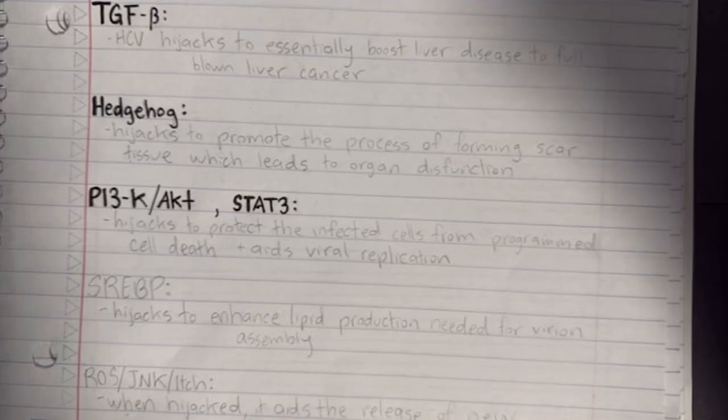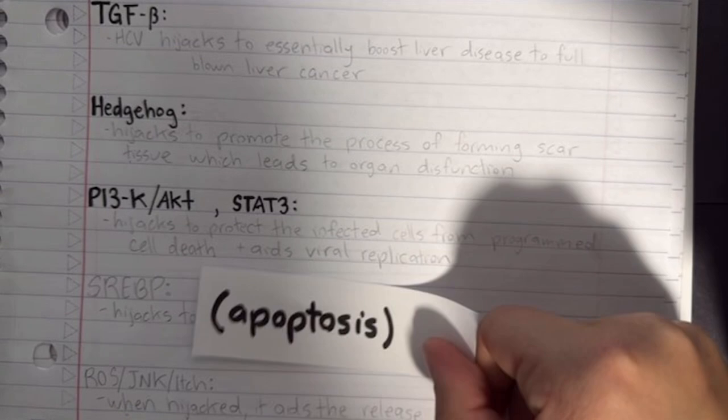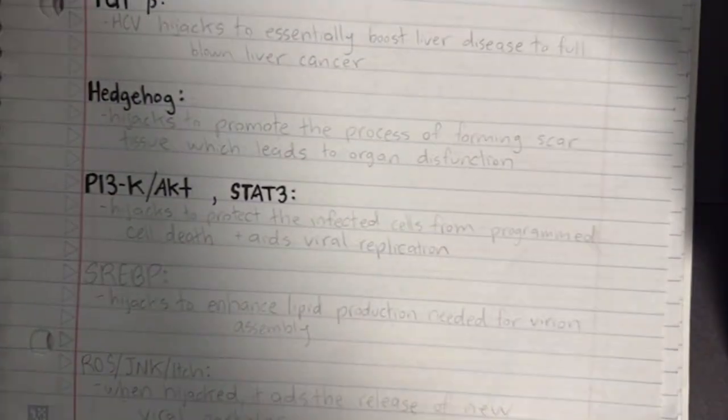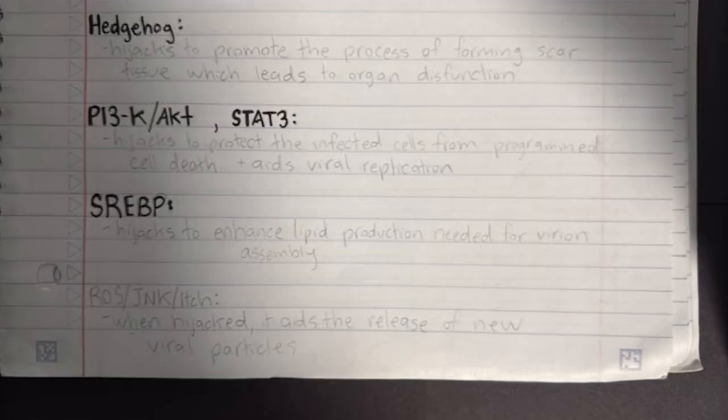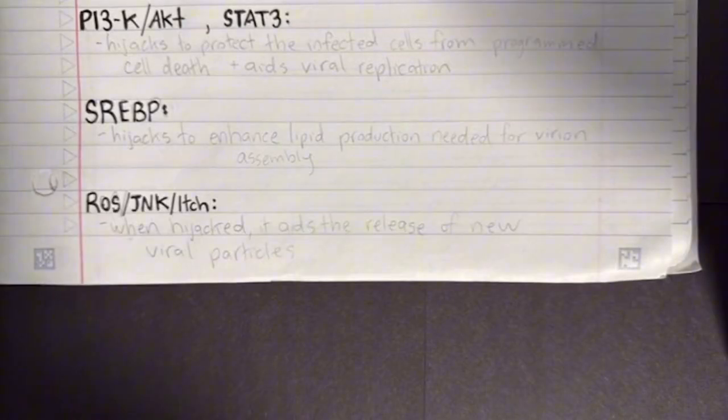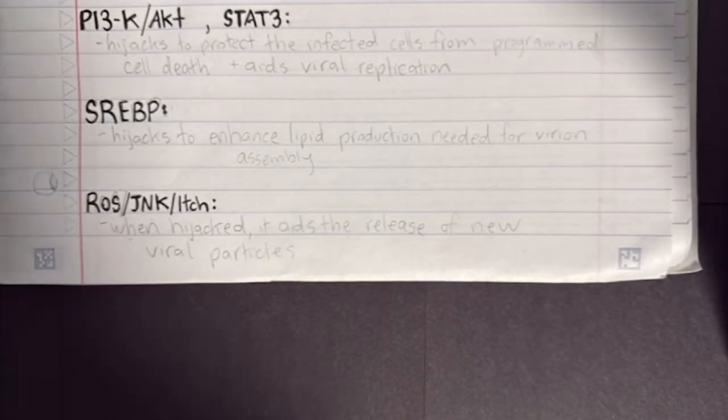I'm not going to try to say the name of these pathways, but HCV hijacks them to protect the infected cells from programmed cell death and to aid viral replication. The SREBP pathways are used to enhance lipid production necessary for virion assembly. The ROS-JNK and ITCH pathways aid in the release of new viral particles. Now I know that was not very straightforward, so here's how it actually works in application.